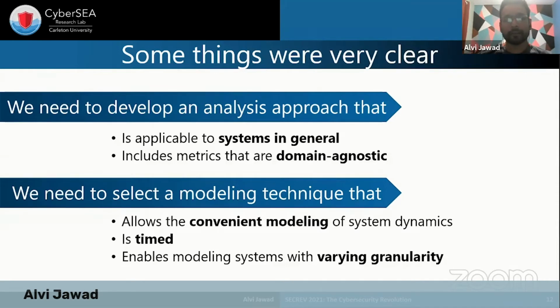So we needed a modeling technique that could model the discrete behavior of the cyber portion of industrial control systems, and that could also model the continuous time behavior of the physical portion of the industrial control systems. Again, we need a modeling technique that could model the time behavior of system processes. And we also need a modeling technique that could model systems with varying granularity.